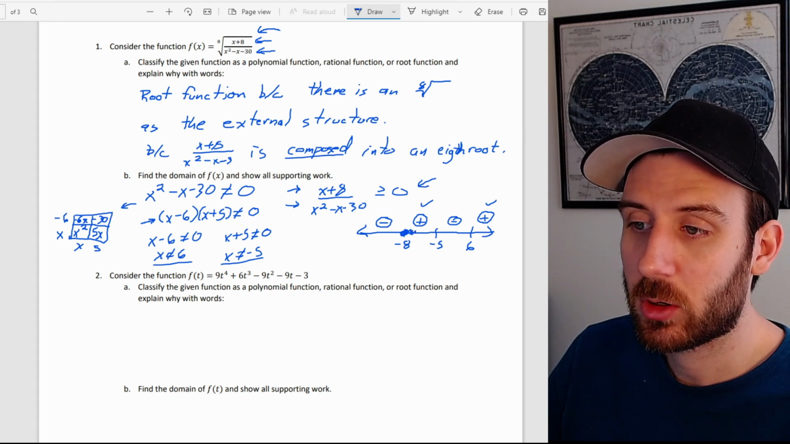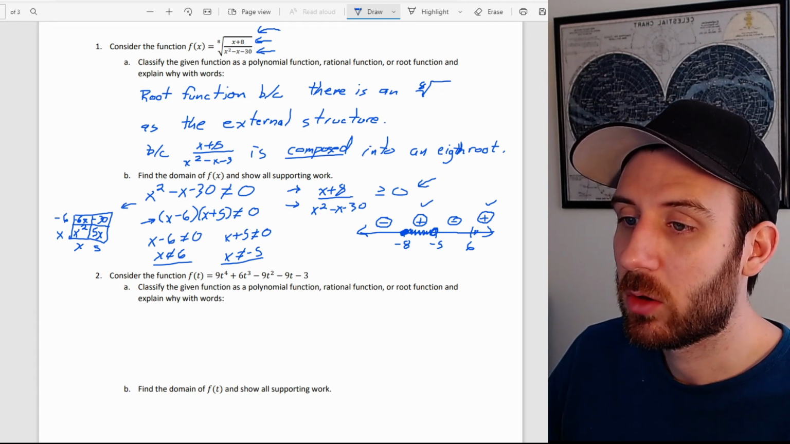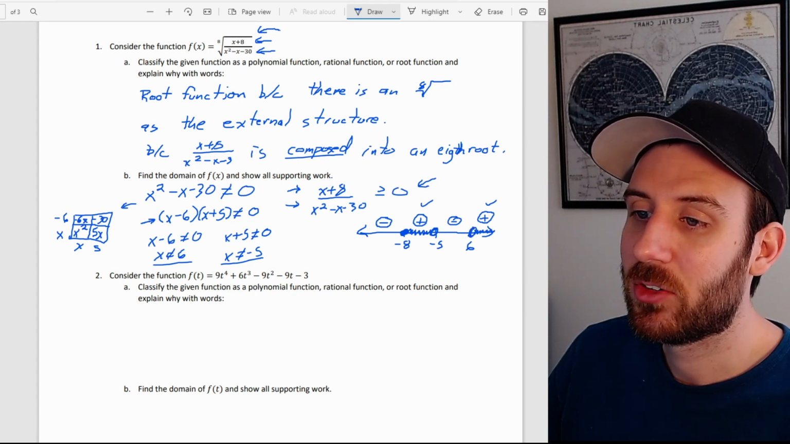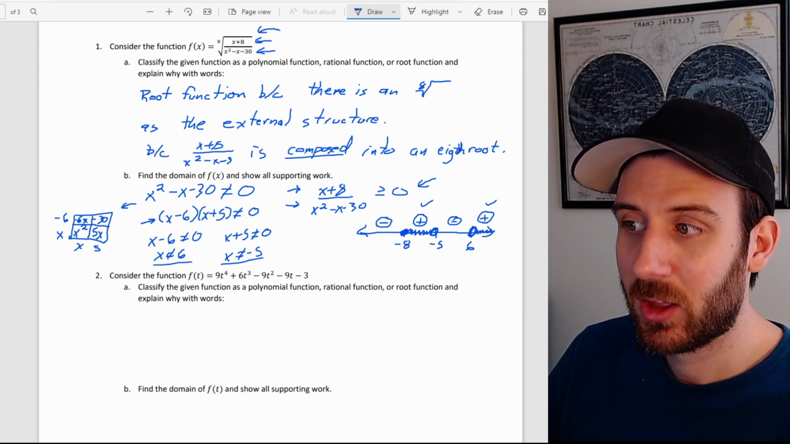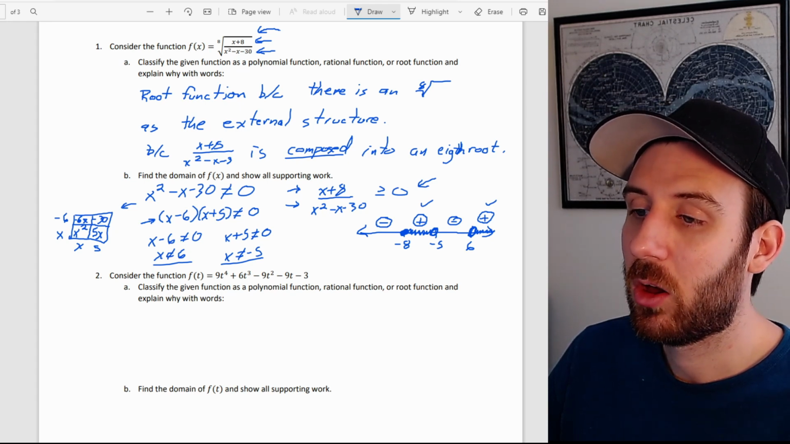So all of this works. We don't want to include the -5 because that was when the denominator equals 0, and that would have a divide by 0 error. And then we would want to include all of this because this is positive, but we would not want to include the 6 because the 6 has a divide by 0 error. So in other words, the domain is going to be all x values.